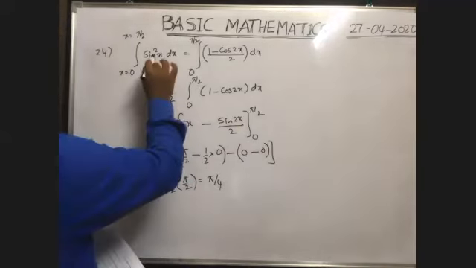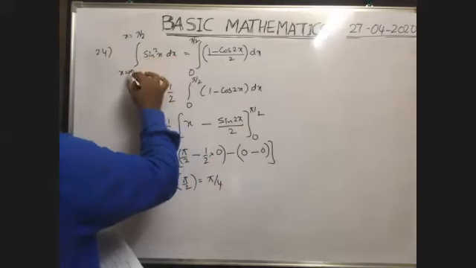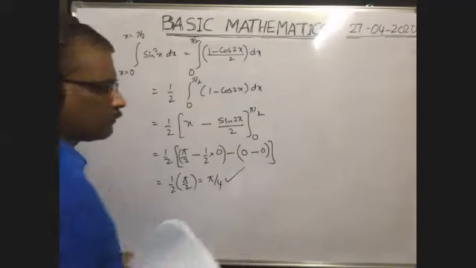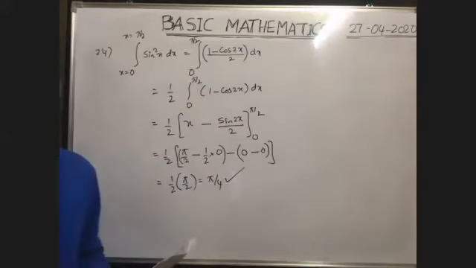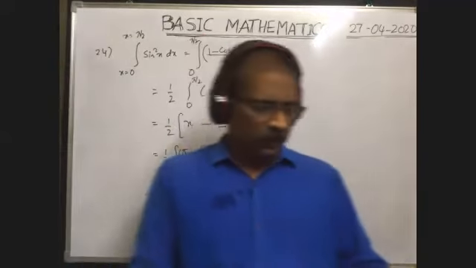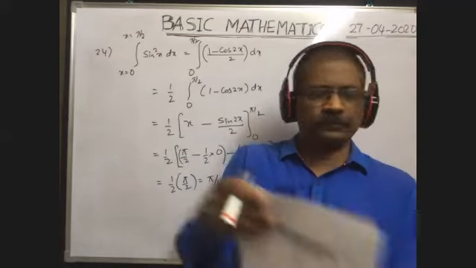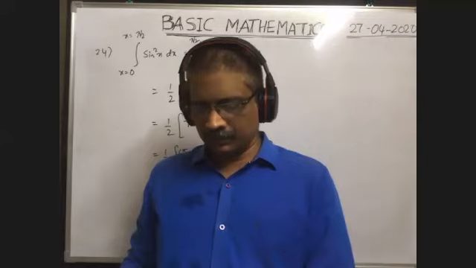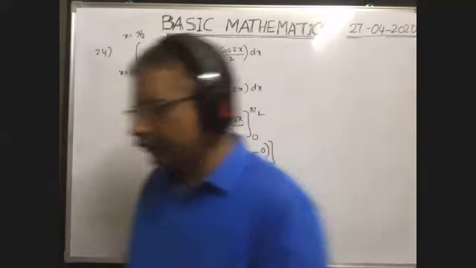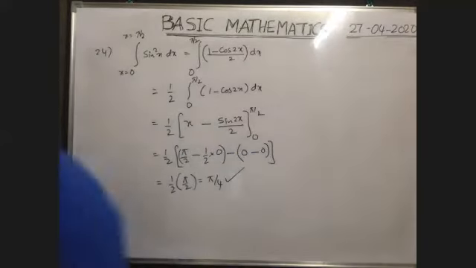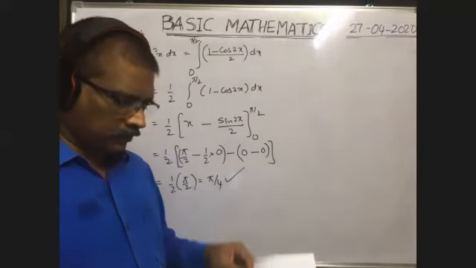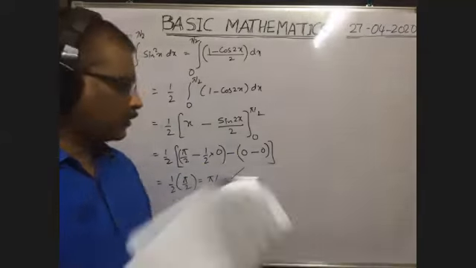Therefore, integral of sine square x dx between the limits x is equal to 0 to x equal to pi by 2 is equal to pi by 4. This is the answer. Okay. In this way, you have to write. Okay, next here. Right, one more problem.